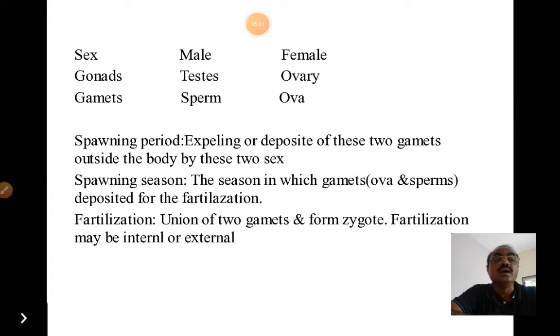After that spawning, the period or season in which spawning takes place is called the spawning season.